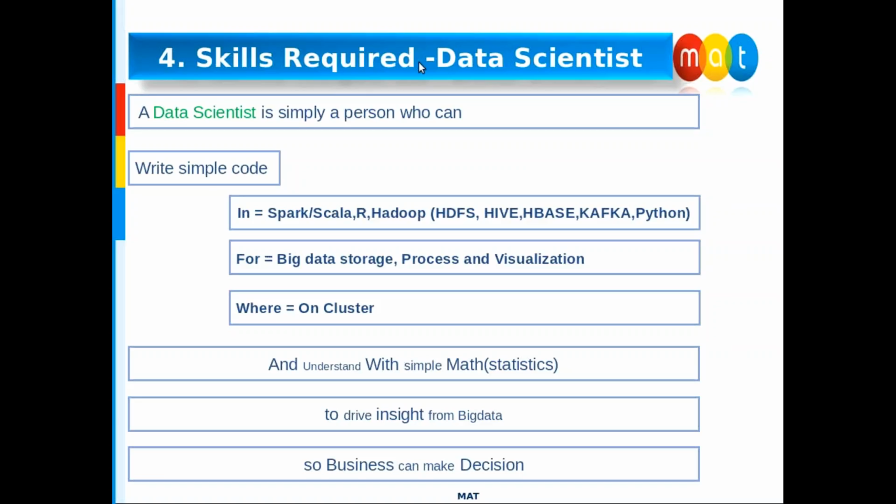By using these technologies, Spark, Scala, R language, Hadoop, we'll be going through each and every individual component. Don't worry much now. For what? For storage of big data, processing of big data, visualizing the big data. Where? In a cluster. You know server, you know client, you have been working, right? What is a cluster? Any idea?